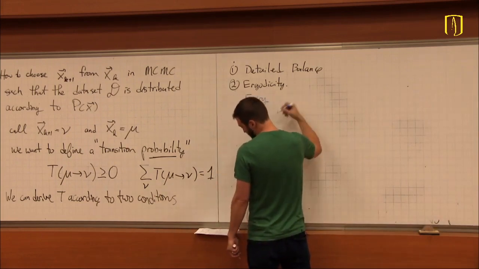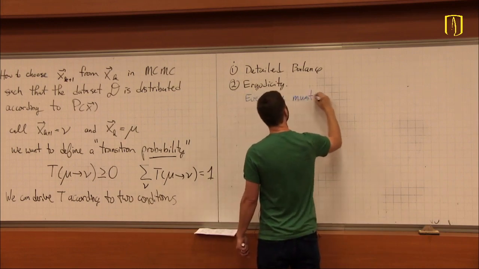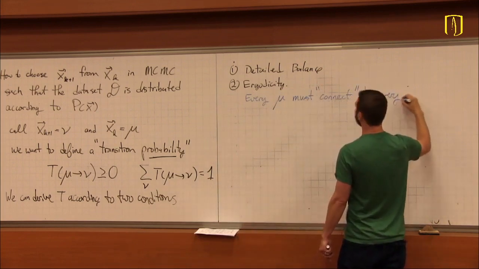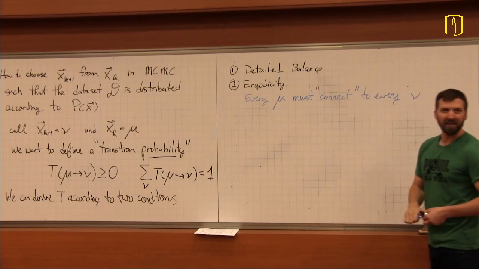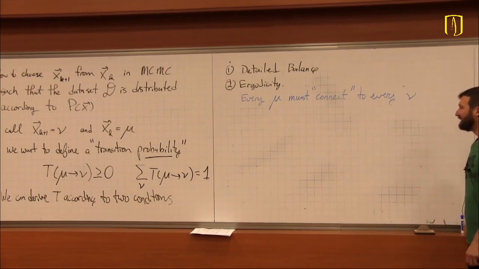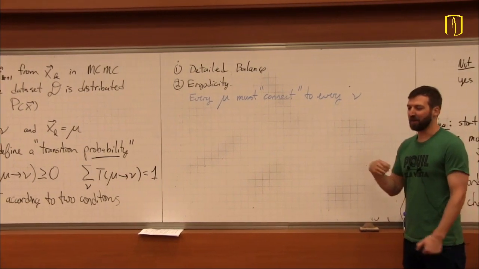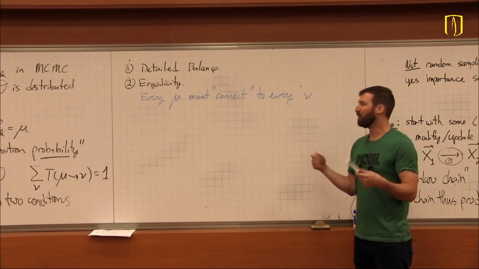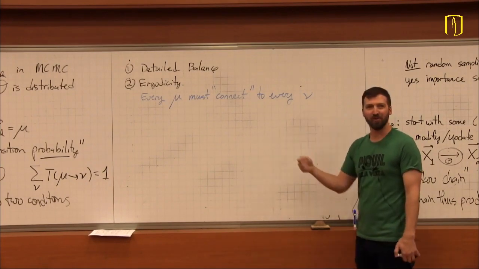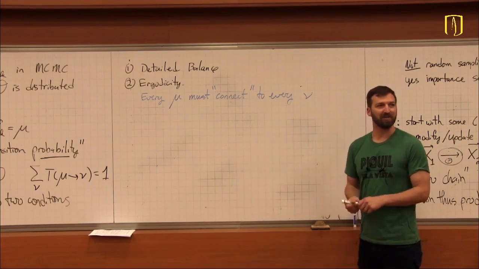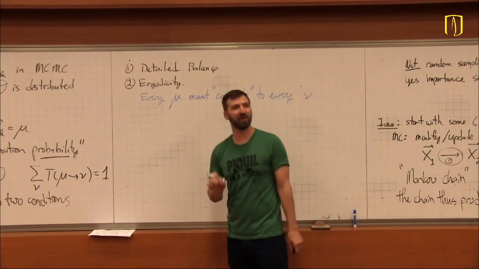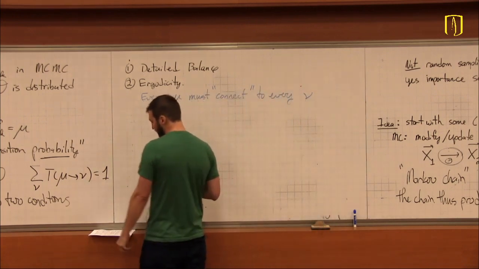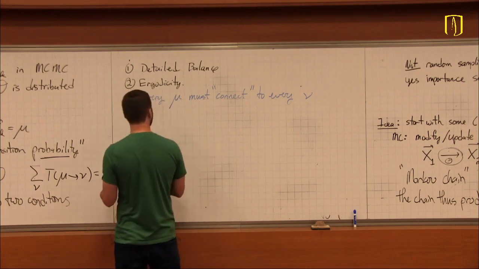Every mu must connect to every nu. I'll leave it purposely vague. What does it mean to connect? You can imagine that you have very long Markov chains that connect different configurations and so on. I think generally the idea is that mu must connect every nu, say in sub-exponential time or something like that. So I'm not going to say anything else about ergodicity. It's difficult to prove, but it's a necessary condition for sampling. But let's talk about detailed balance.